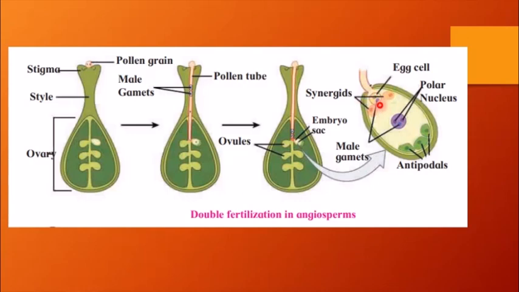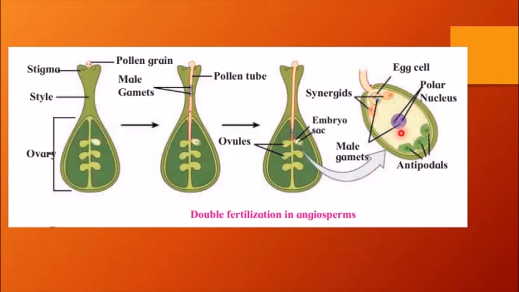So one unites with the egg cell, and the other nucleus goes and attaches to the polar nuclei. So the egg cell forms the zygote. The egg cell and the male gamete from the pollen grain combine together and the zygote is formed. This is called fertilization, the fusion of the egg cell and the male gamete.